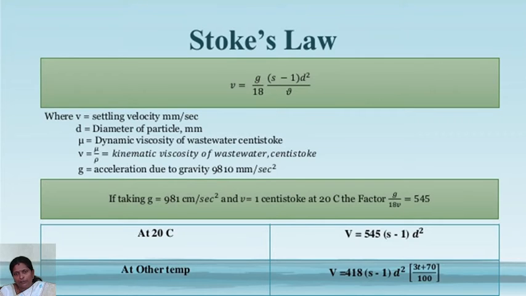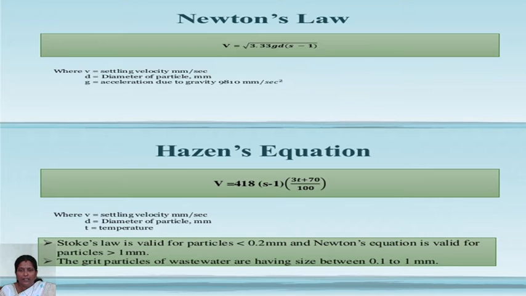mm per second square. If taking g as 981 centimeter per second square and ν as 1 centistoke at 20 degrees centigrade, the formula will be rearranged, g divided by 18ν, which is equal to 545. At 20 degrees centigrade, V is equal to 545 into (S minus 1) into d squared. At other temperatures, you can go for V is equal to 418 (S minus 1) d squared, (3T plus 70) divided by 100.